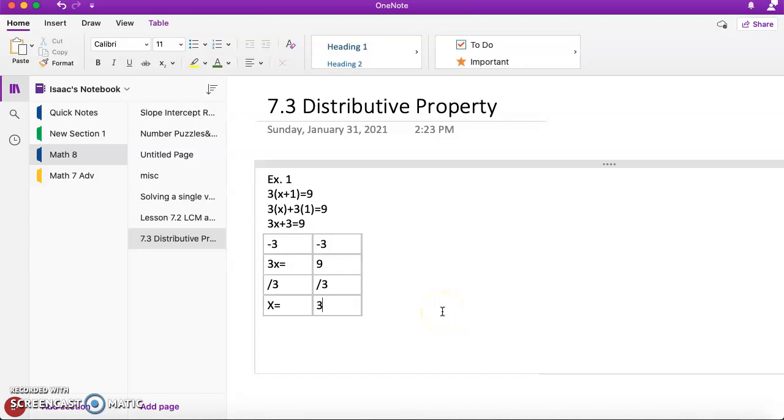Now, since you've seen how the distributive property works, what you're going to do right now is you're going to pause this video and then Google the distributive property, or you can Bing search it, either way, and write down whichever definition you think is the best one for you, the one that reminds you of what the distributive property does.